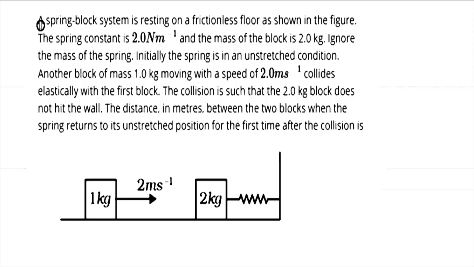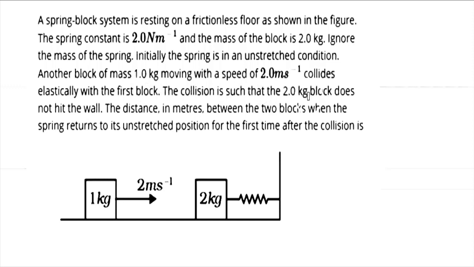Hello students, today our question is: a spring block system is resting on a frictionless floor as shown in the figure. The spring constant is 2 Newton per meter and the mass of the block is 2 kg. Ignore the mass of the spring. Initially the spring is in unstressed condition and the other block of 1 kg mass, moving with speed 2 meter per second, collides elastically with the first block.